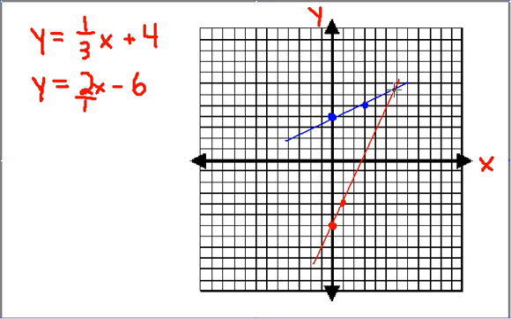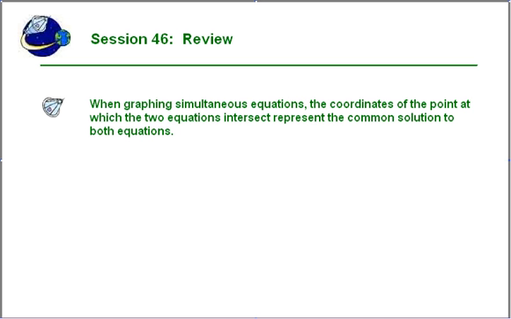And once again, where they intersect here, even though we do not have the exact x and y coordinates for this point, it represents the one common solution that both equations have in common with each other. So lastly, when you're graphing simultaneous equations, the coordinates of the point at which the 2 equations intersect represent the common solution to both equations.